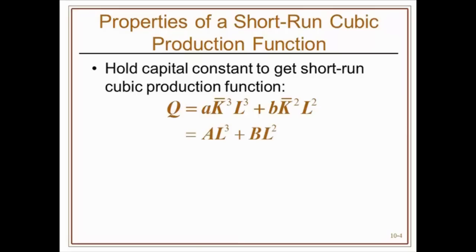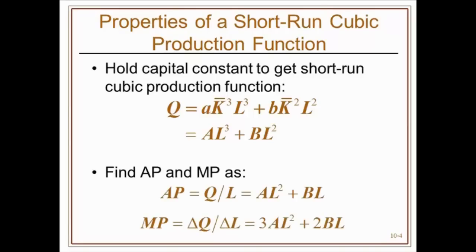And then this capital B, you could equate to little b times K bar squared. And so you can rewrite this production function to this short run form of it. But I still see that I've got this L squared and this L cubed term. And again, if you wanted to throw an L term in there too with a capital C in front of it, you could do that as well.